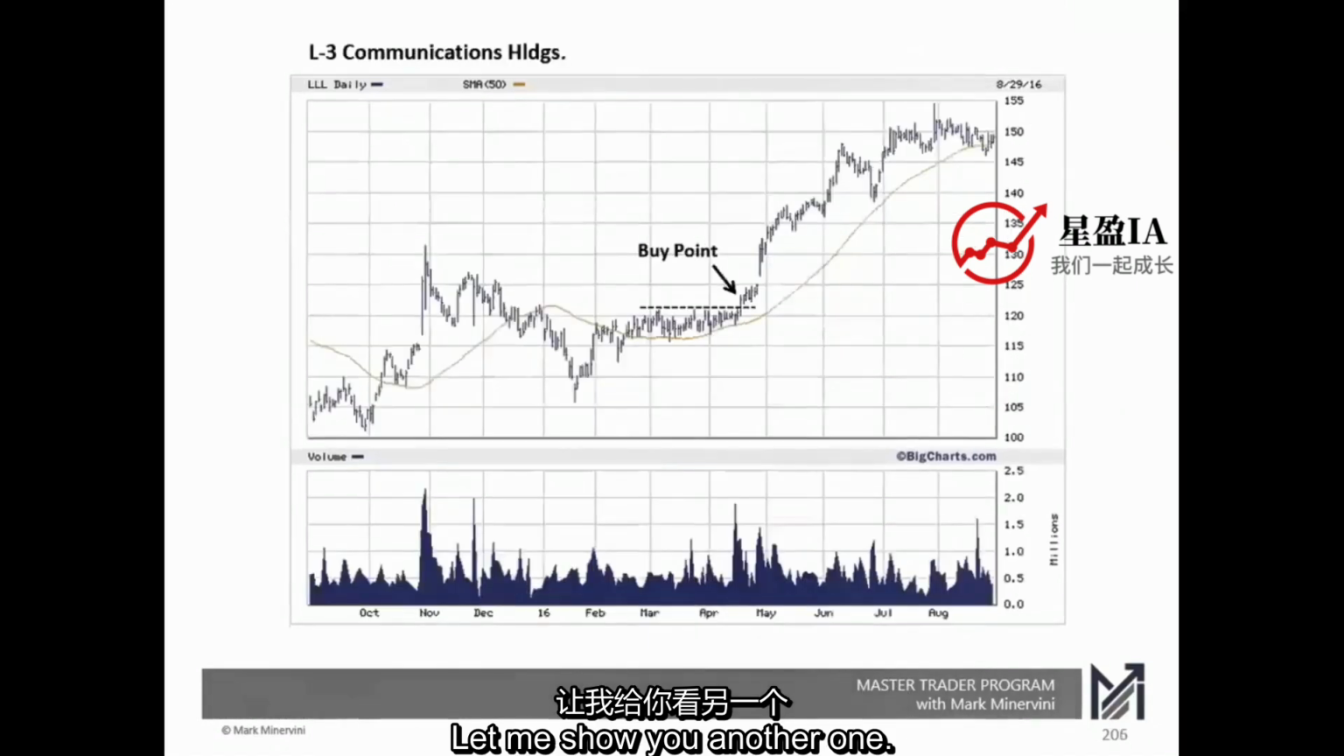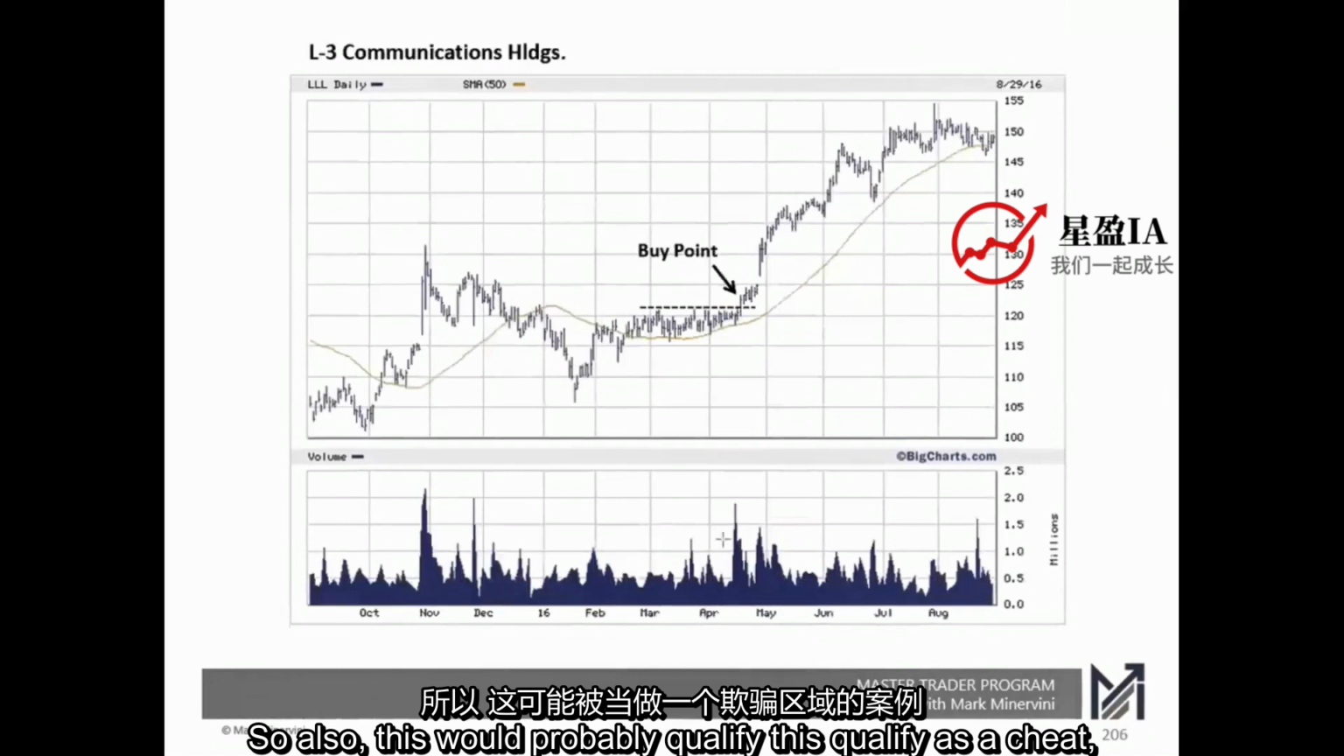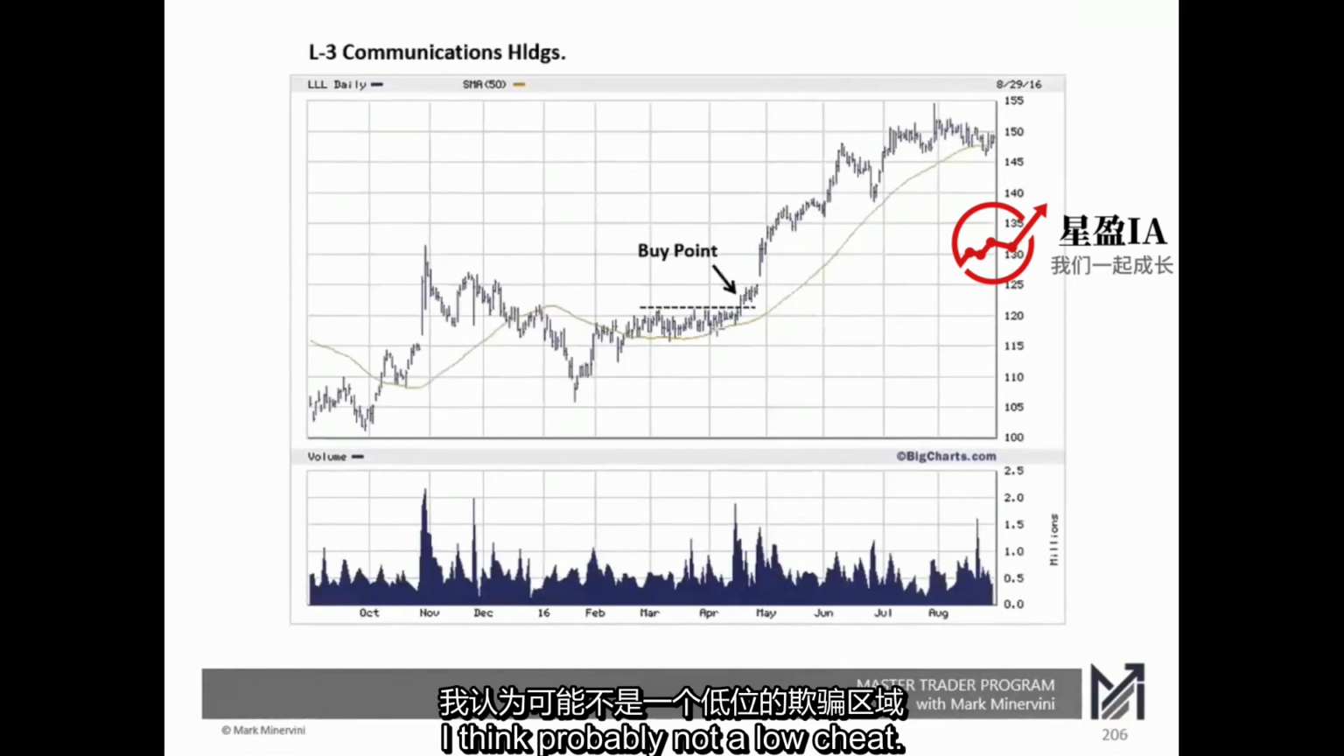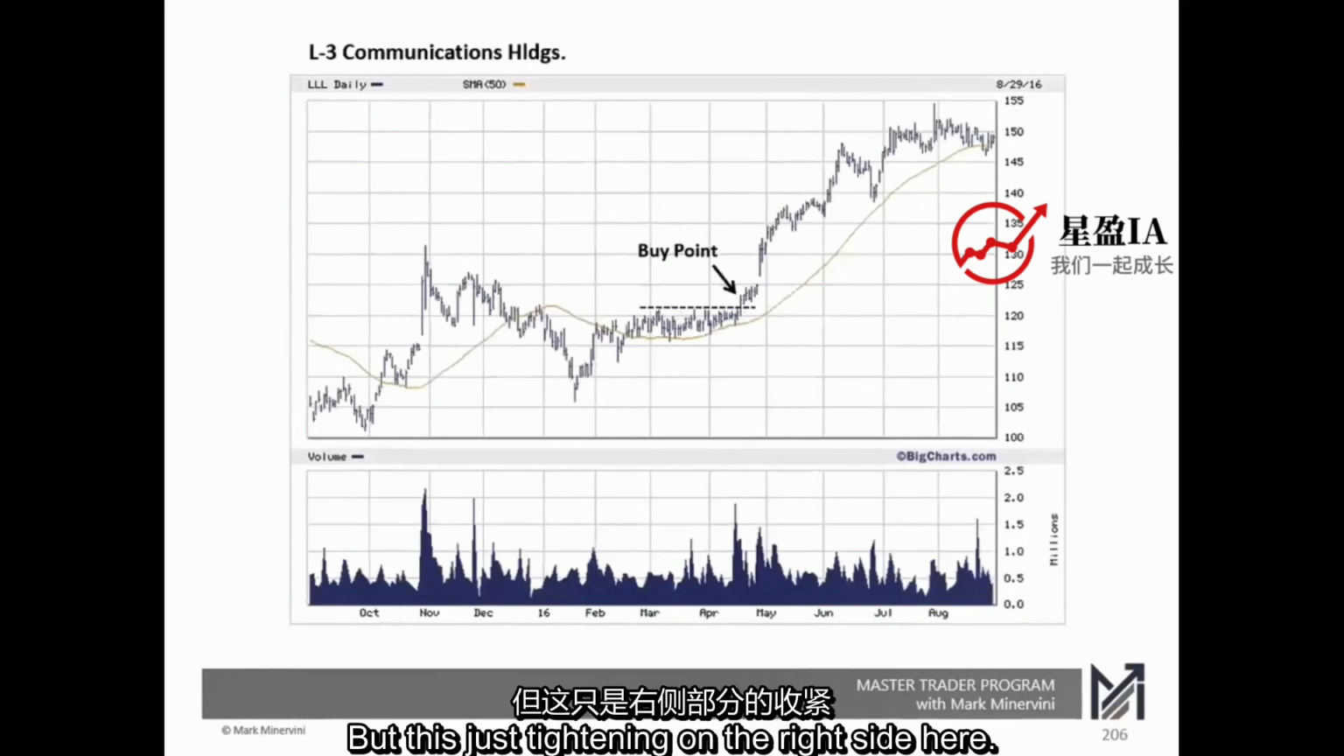Let me show you another one. So also, this would probably qualify. Let's qualify it as a cheat. I think, Matt, probably not a low cheat, but this is just tightening on the right side here.